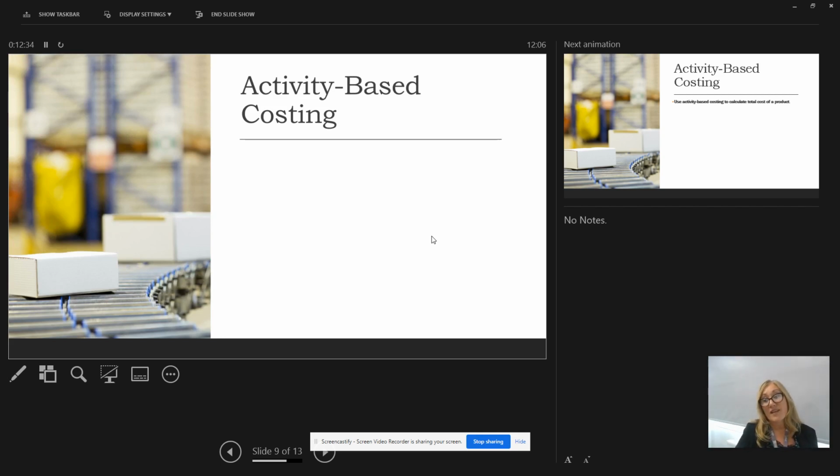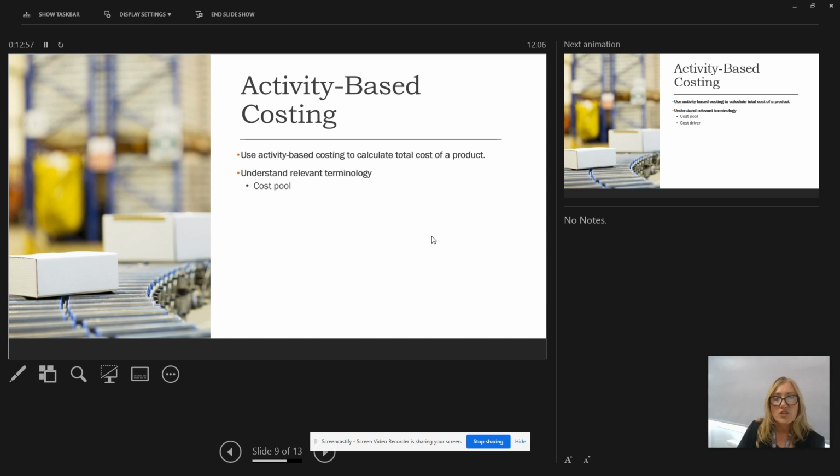Activity-based costing is a development of absorption costing. So it's just like absorption costing, we're trying to share the overheads out, but it attempts to do it more fairly and takes things like batch sizes into account. So you need to be able to use activity-based costing to calculate total cost of a product. Understand the relevant terminology. So a cost pool is like a cost center. It's an area of the business to which costs can be allocated.